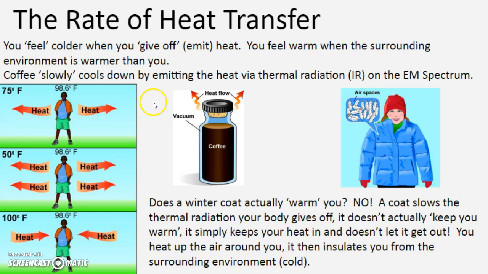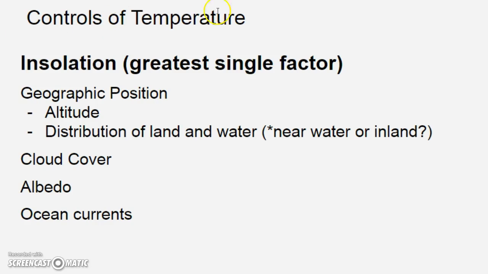Well, you'll see that when we apply this to the winter coat analogy. Does a winter coat actually warm you? You should know that no, it does not. A coat slows the thermal radiation your body gives off. It doesn't actually heat you in that context. It simply keeps your heat in and doesn't let it get out. So you heat up the air around you, or at least if this is a down coat, there are air spaces here, and it heats that air up. It then insulates you from the surrounding environment, from the cold. In other words, it keeps the cold out and keeps your warmth in. So for controls of temperature, when we apply this to the Earth, insulation is the single greatest factor.